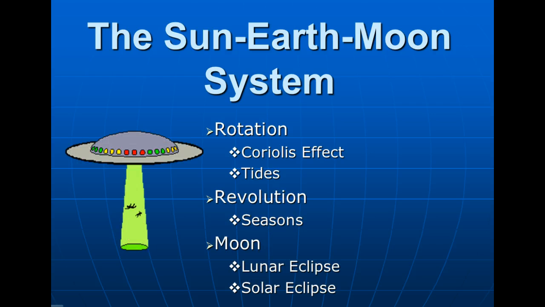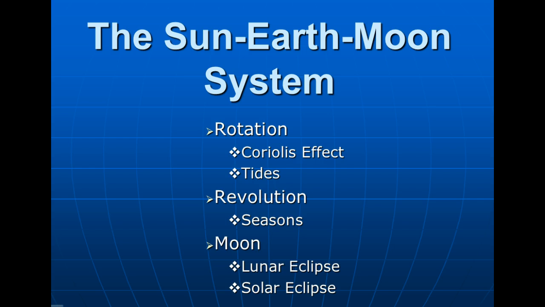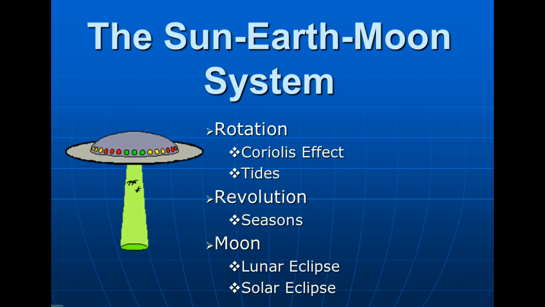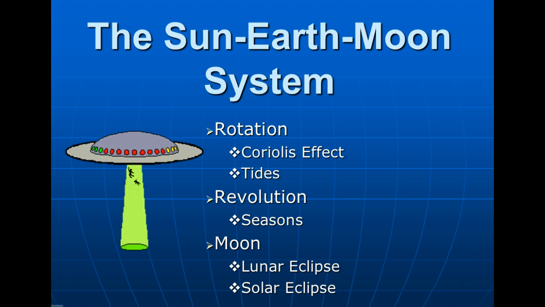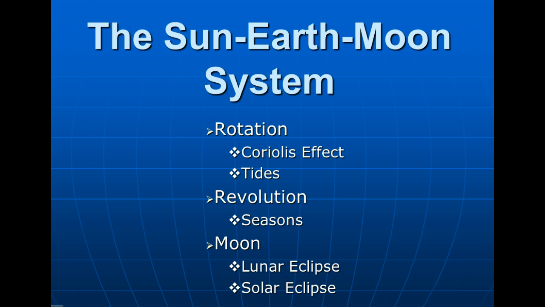In our next section, we will take a closer look at the relationship between three very familiar objects: the Sun, the Earth, and our Moon. We call this the Sun-Earth-Moon system. Get that down in your notes.